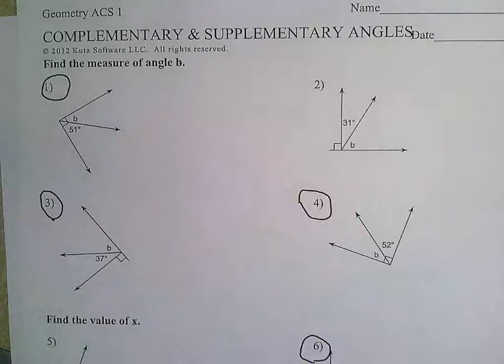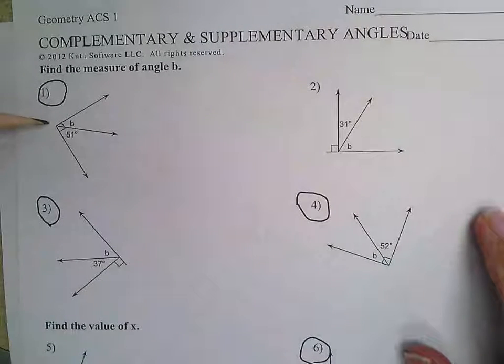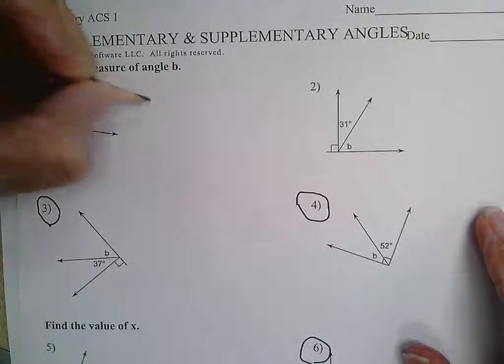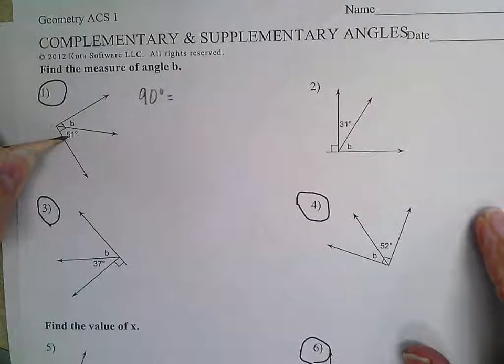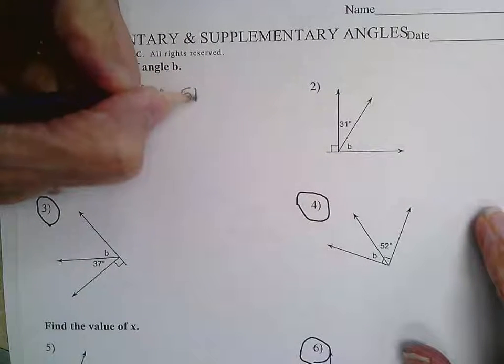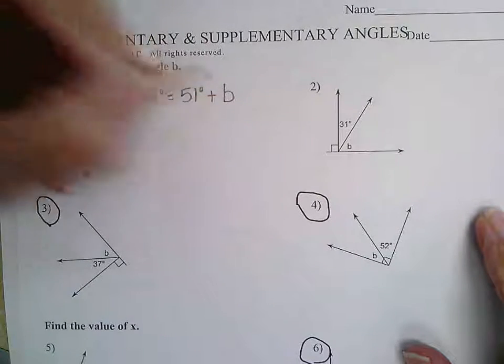Using what we know about complementary angles, we can see that we have a 90-degree measure here. So we know that the sum of this angle and this angle must equal 90 degrees. So we're going to write an algebra equation that represents that. 90 degrees is equal to 51 degrees plus whatever the measure of angle B is.